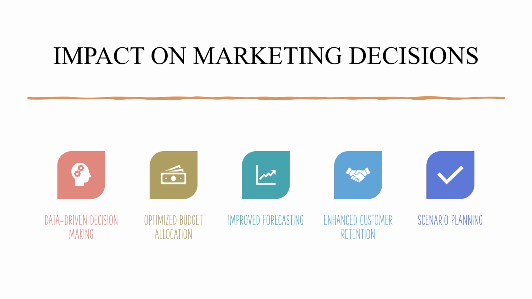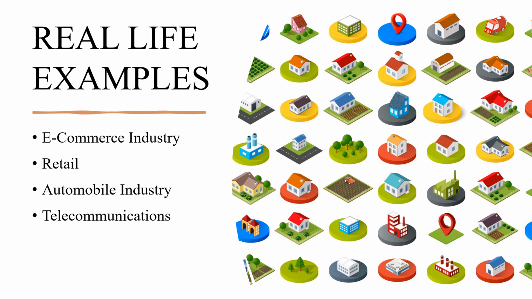The fourth one is enhanced customer retention. So it identifies at-risk customers and also implements retention strategies. For example, it offers personalized discounts to customers in order to predict the churn. The last one is scenario planning. It uses regression to simulate the impact of various marketing strategies. For example, it predicts how increasing digital ad spend by 20% will affect the sales.